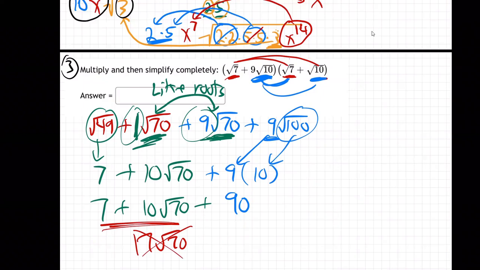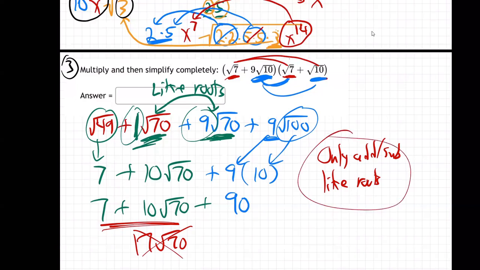Remember, let me write it over here. You can only add and subtract like roots, meaning if that 7 had a root 70 on it, then yeah, that'd be okay. You'd have 7 root of 70 and 10 more roots of 70. Yeah, then that would make 17 roots of 70. But it doesn't. They're not like roots. You cannot add them. So, well, then what do you add? You add the plain numbers.